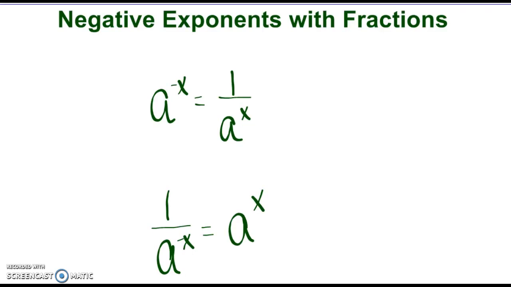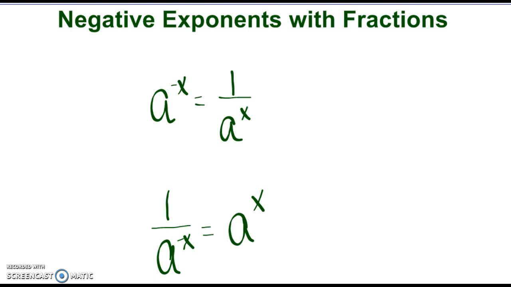Negative exponents are frowned upon in math. So in order to make them positive, we move them into their reciprocal location within a fraction. So if I have a to the negative x, that is equal to 1 over a to the x. And 1 over a to the negative x is equal to a to the x.